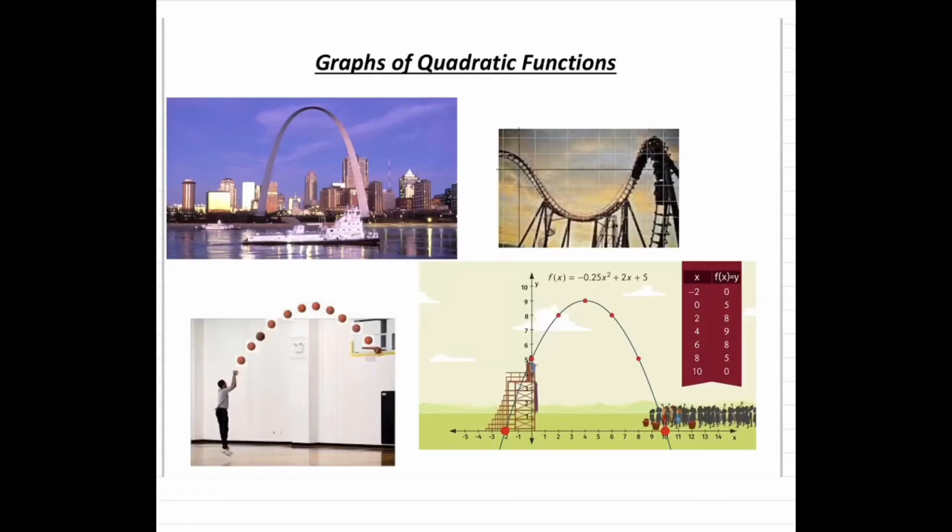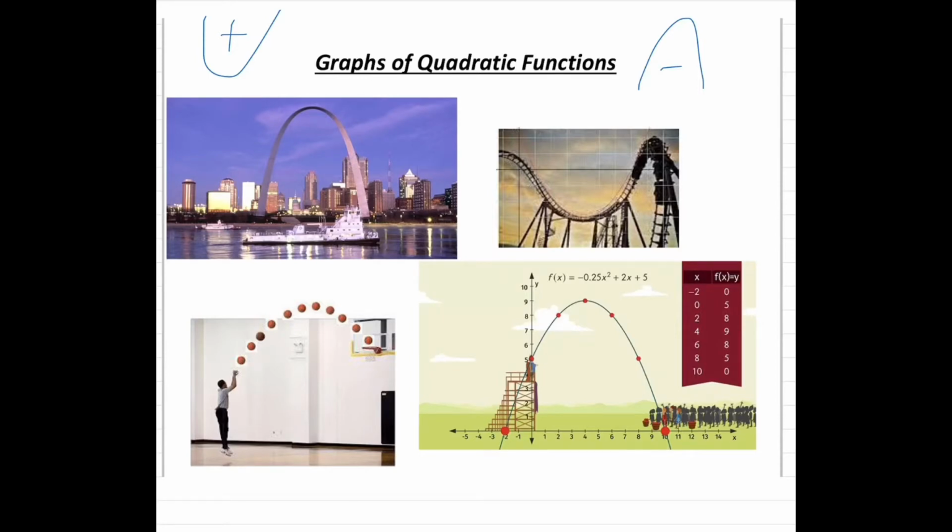In this video, I'm going to be going through with you the graphs of quadratic functions. Now, a quadratic function is whenever you see an x squared, and the graph of this will always be a U like this for a positive graph, or an upside down U like this for a negative graph. Below here are some examples of where you see quadratic functions in real life.